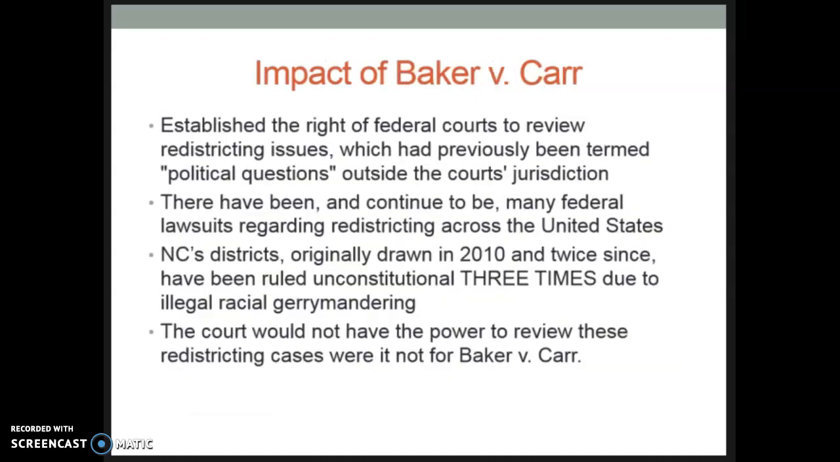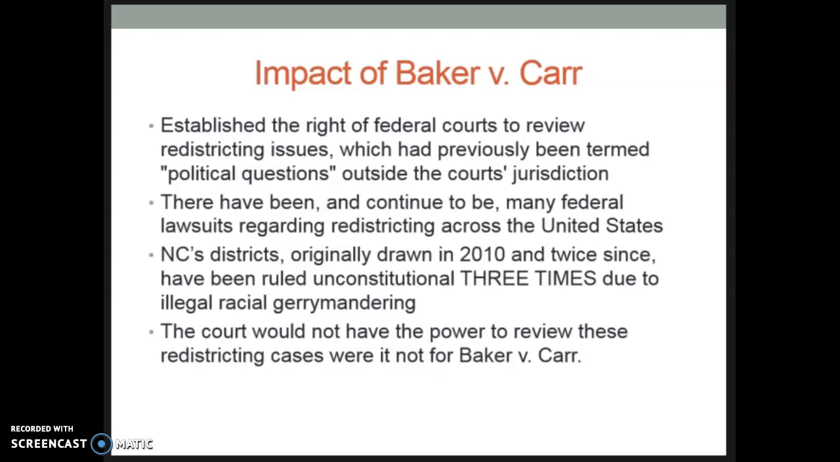So why does this case matter? This case is important because this establishes the right of federal courts to review redistricting cases, which had previously been termed political questions, which were outside of the court's jurisdiction. There have been and continue to be many federal lawsuits regarding redistricting across the United States.